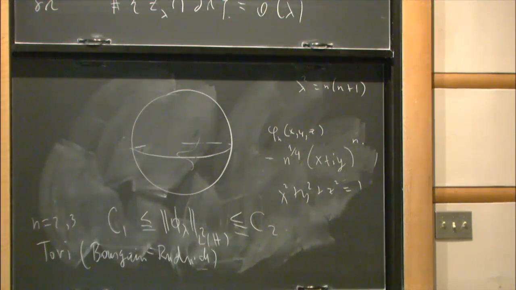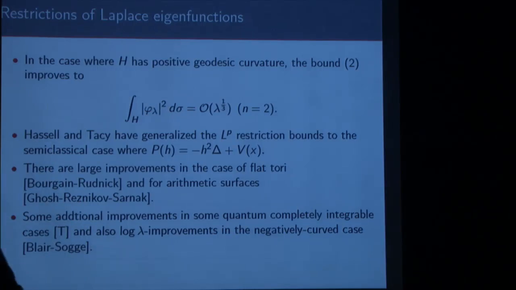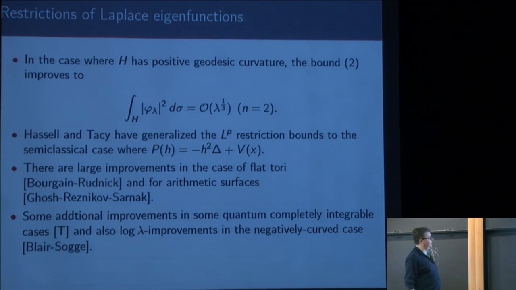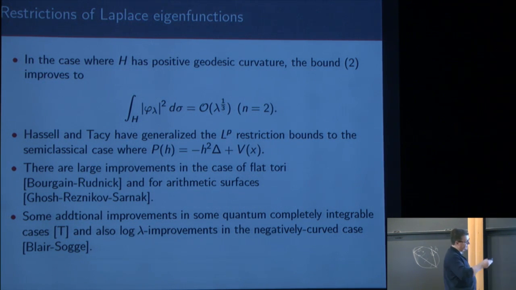In the case of arithmetic surfaces, there are also large polynomial improvements in restriction bounds. So, for example, for horocycles, one has bounds that are very close to this. You have lambda to the epsilon or lambda to the minus epsilon, I think, due to Ghosh-Reznikov and Sarnak. There are some additional improvements in certain quantum completely integrable cases. And recently, Blair and Sogge proved log improvements in the negatively curved case. So log improvements over the universal bounds. But, again, not that much is known.